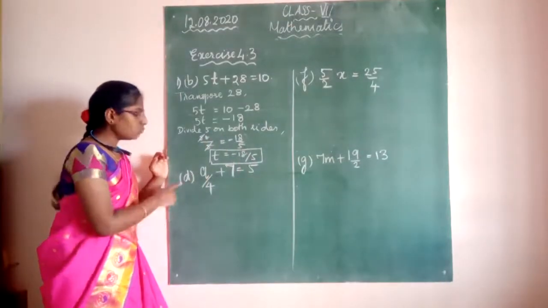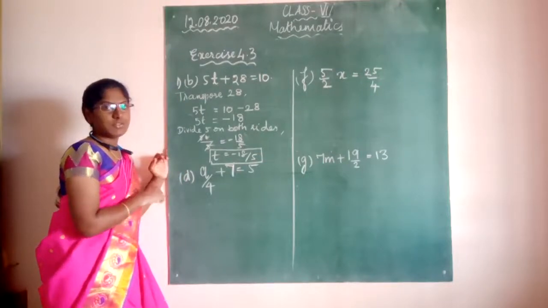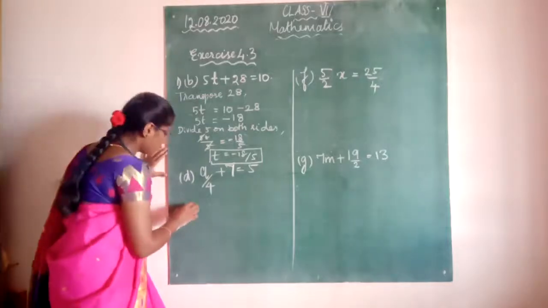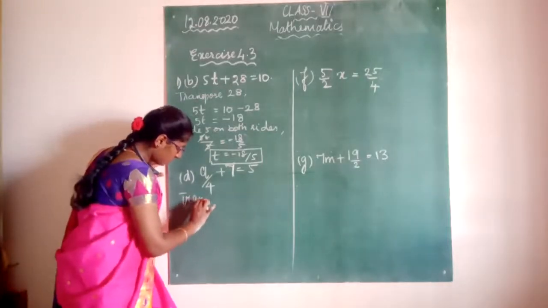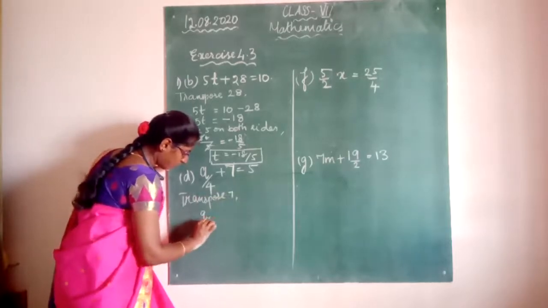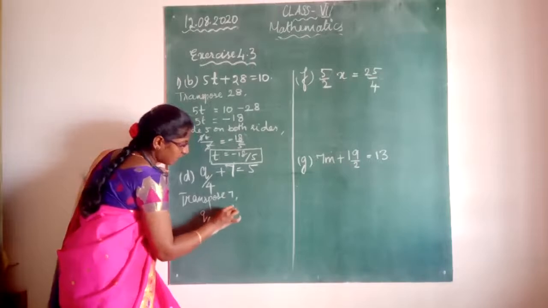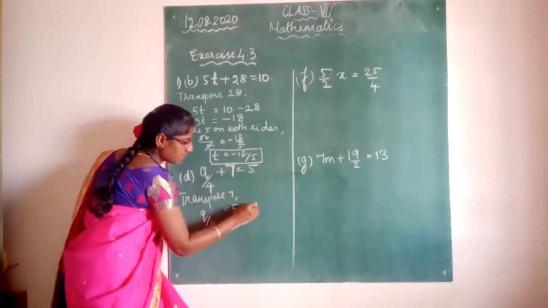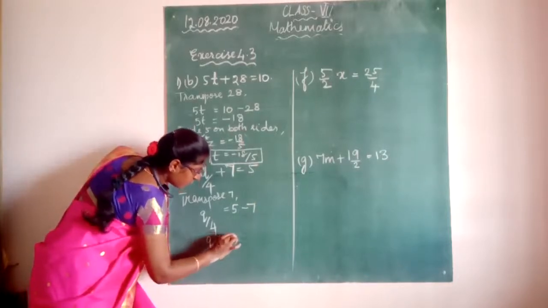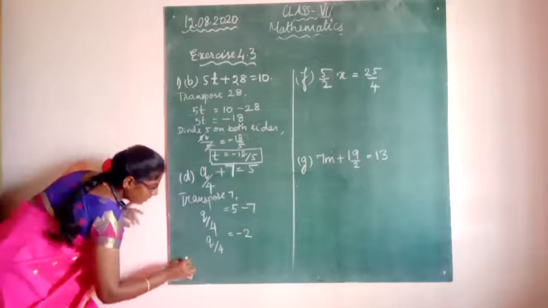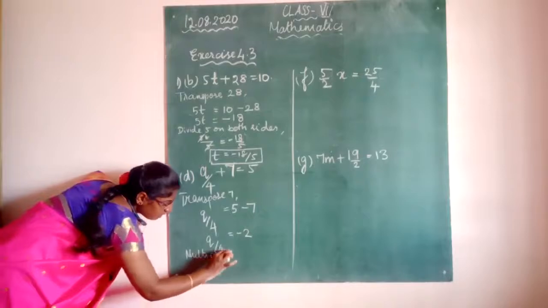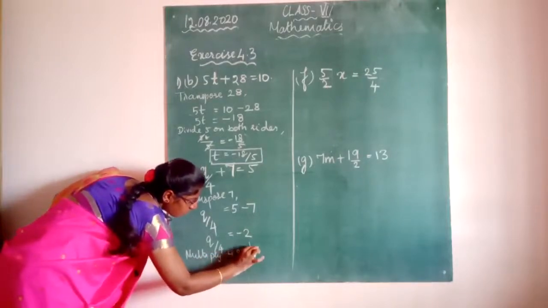Your next question is q by 4 plus 7 is equal to 5. So here we have to transpose 7. Okay. So write transpose 7. So you will have q by 4 equal to 5. If it goes the side, it becomes minus 7. Okay. So that is q by 4 equal to minus 2. Okay. So you will have multiply 4 on both sides.